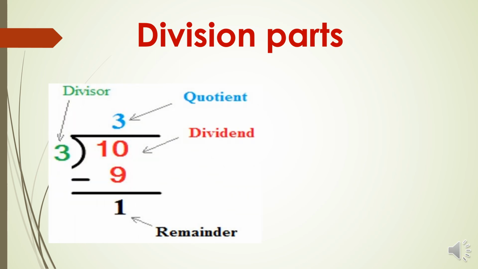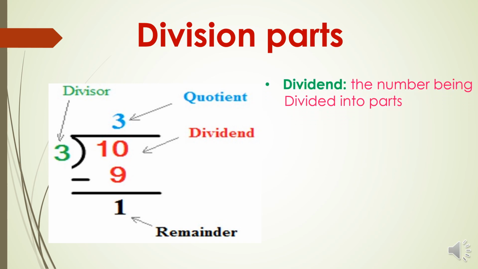Now let's talk about division parts. Most of the time we know about division, but we don't know about division parts. So here I labeled the division parts for you. First of all, let's talk about the dividend. For your ease, I labeled them with different colors. With red color, it's the dividend. What is the dividend? The number being divided into parts, and we write it inside the division question.